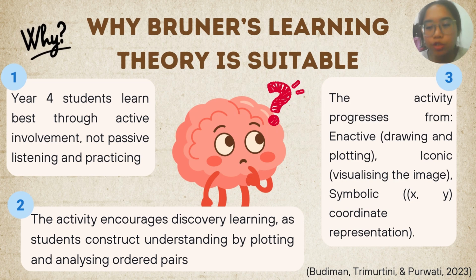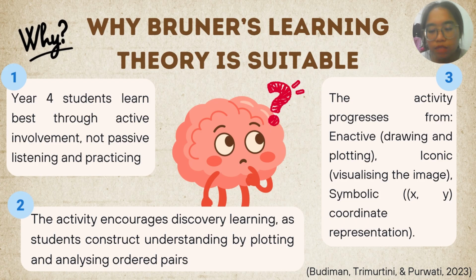Now I'm going to explain why Bruner's learning theory is suitable for this lesson. First, Year 4 students learn best through active involvement, not passive listening and repetitive practice. At this age, students need to engage, explore, and interact with the learning material. This coordinate activity allows them to actively participate rather than just copy the answer or do the practices.